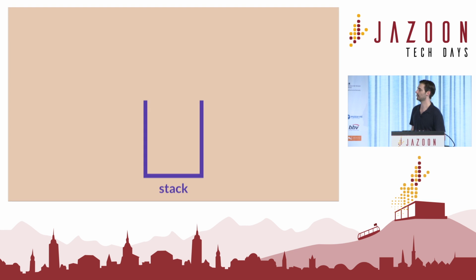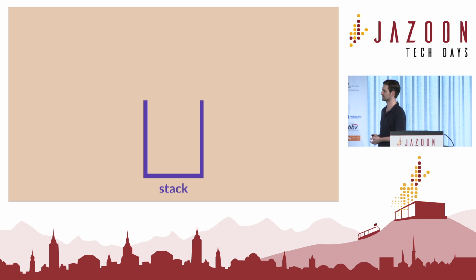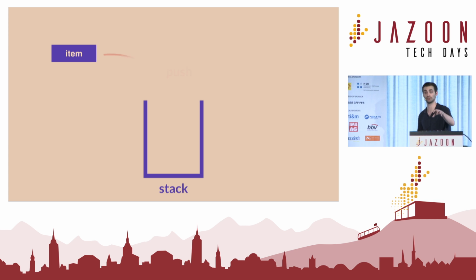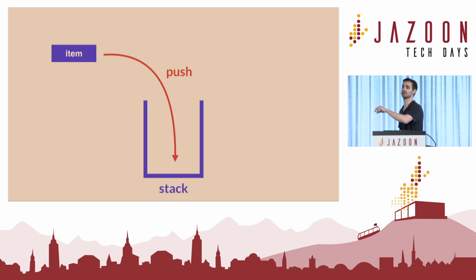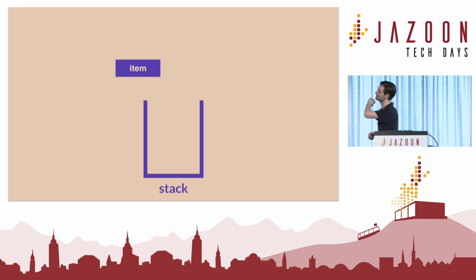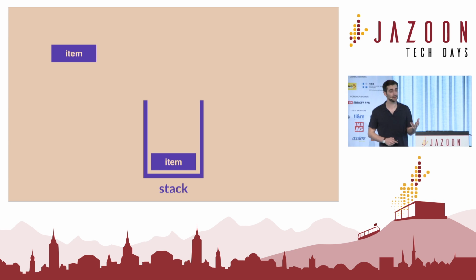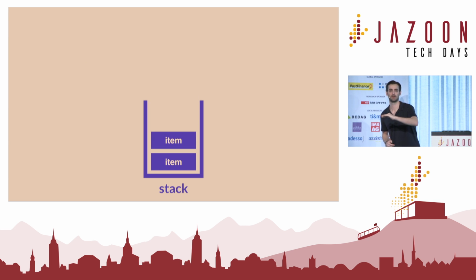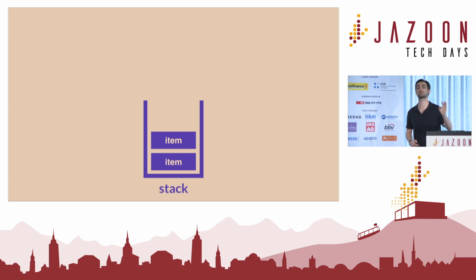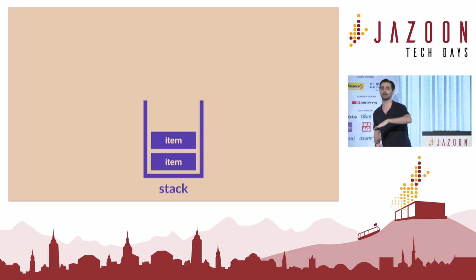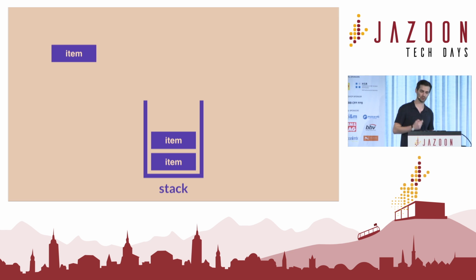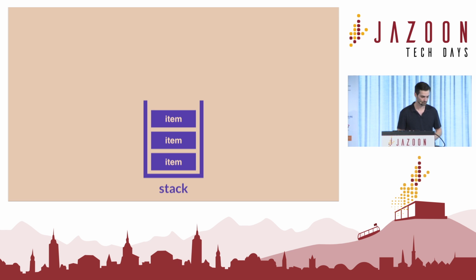Let's take a look at what that might look like with a visual stack. We've got our stack here, and let's say we've got an item. Now what we want to do is take that item and push it onto the stack. So there it goes. Now we get another item. We want to push that onto the stack, and it goes on top. And that's an important distinction. It goes on top. It doesn't go on bottom. It doesn't go in some random order. When you push things onto the stack, it's always on top. So we'll push one more for good measure.